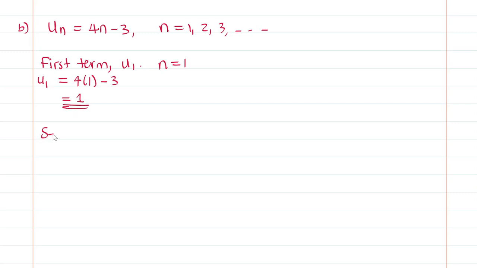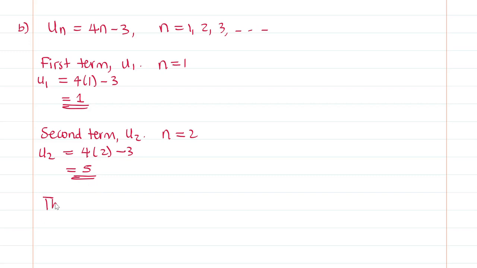After getting the first term, then we go to the second term. Second term, that is u2. And for the second term, n should be 2. N is the position of the number you are looking for. Therefore, our second term u2 becomes 4 times n, which is 2, minus 3. 4 times 2 is 8. 8 minus 3, we get 5. So our second term is 5.